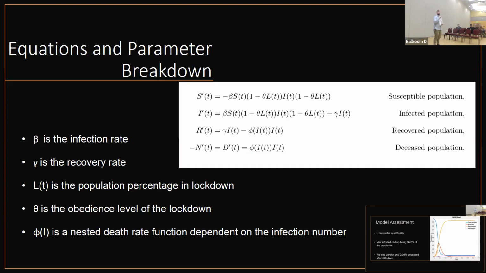And if anybody's colorblind, I apologize. The susceptible population is the blue line, and it's starting at 100% and moving down as individuals move into the infected population. And we see that the recovered population after the 365-day period is almost the full population with a few casualties, unfortunately. With this outcome of zero lockdown, we see a max infected of 36.2% of the population. And we end up with only 2% deceased.